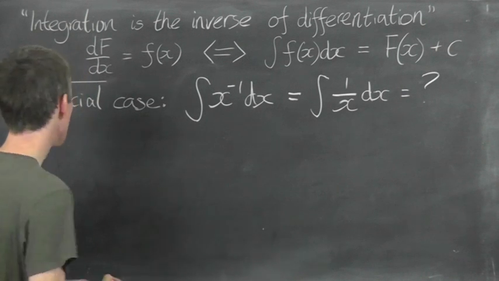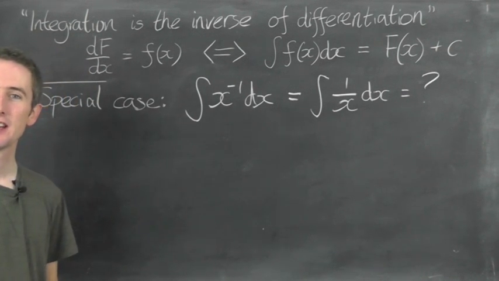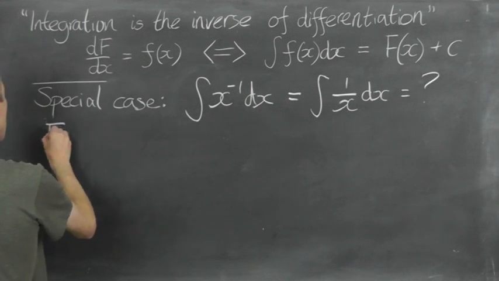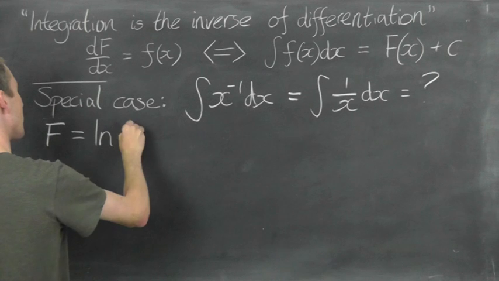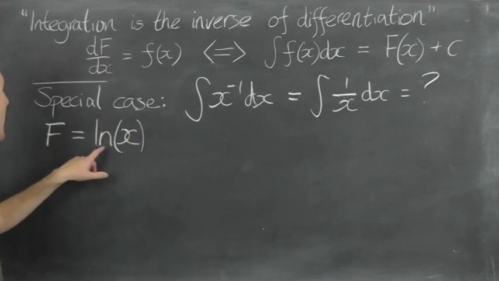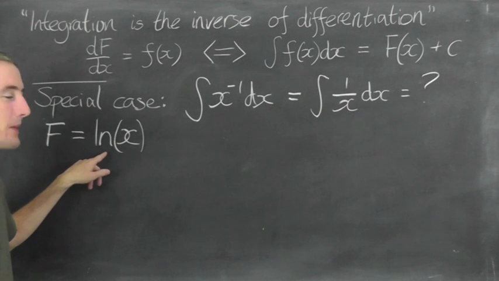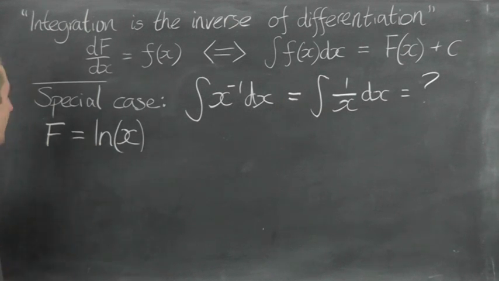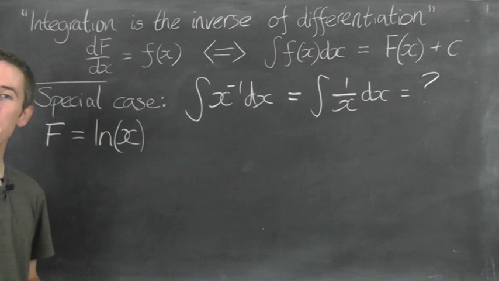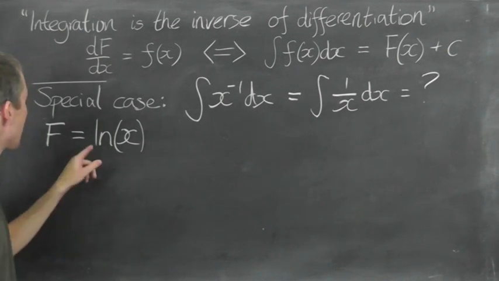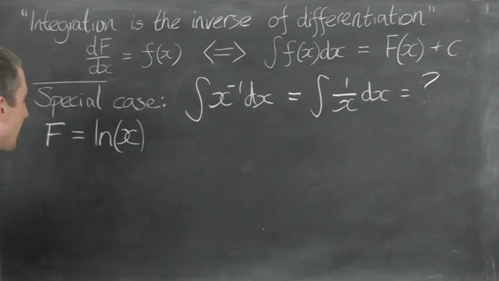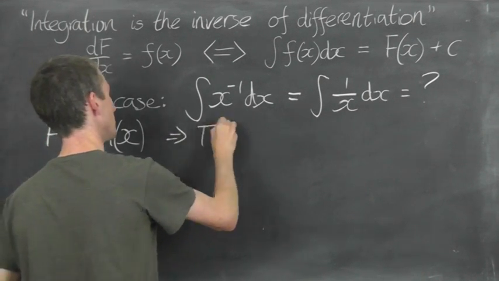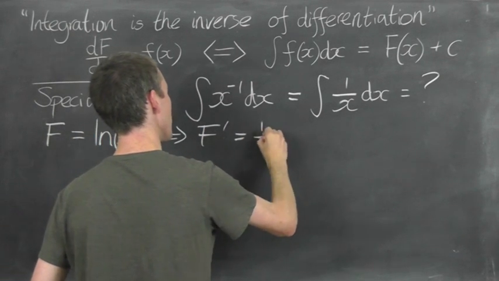Well, we should begin by recalling a result from differentiation. If I set capital F equal to log x, where here log x, ln, means natural logarithm. Hopefully you remember from differentiation that the derivative of log x is 1 over x. So f prime equals 1 over x.